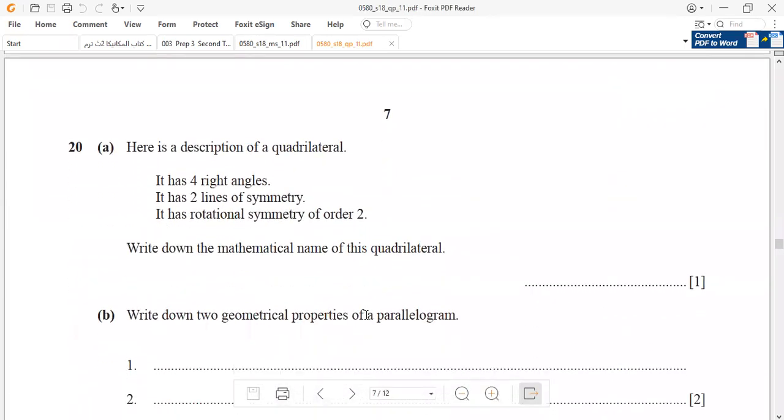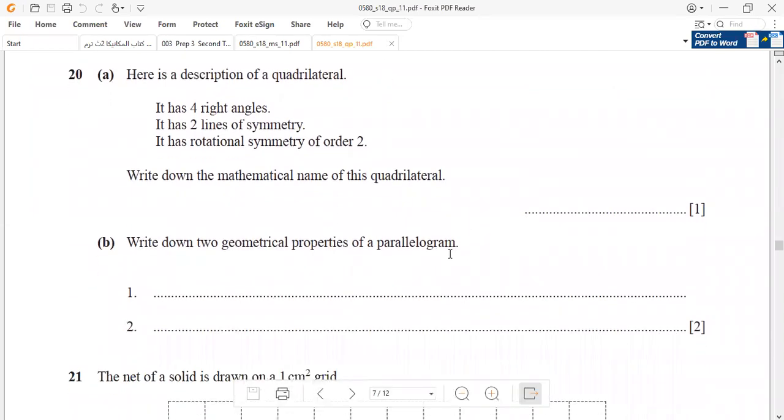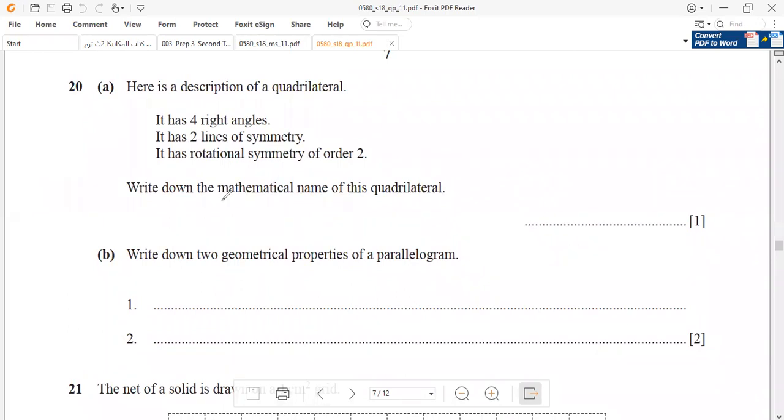In question 20, part A, here is a description of a quadrilateral. It has 4 right angles. A quadrilateral that has 4 right angles will be a rectangle or a square. It has 2 lines of symmetry. 2 lines of symmetry means it will be the rectangle, because the square has 4 lines of symmetry. It has a rotational symmetry of order 2. Write down the mathematical name of this quadrilateral: rectangle.